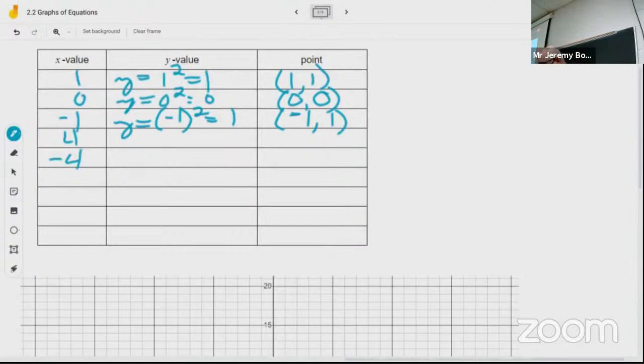And so y equals 4 squared should be 16. So we have the point 4, comma 16. And so that's going to still be on the graph. Notice the graph, the y value goes up to 20, so that will still be graphable for us. And for -4, y is equal to -4 squared, which is going to equal 16.